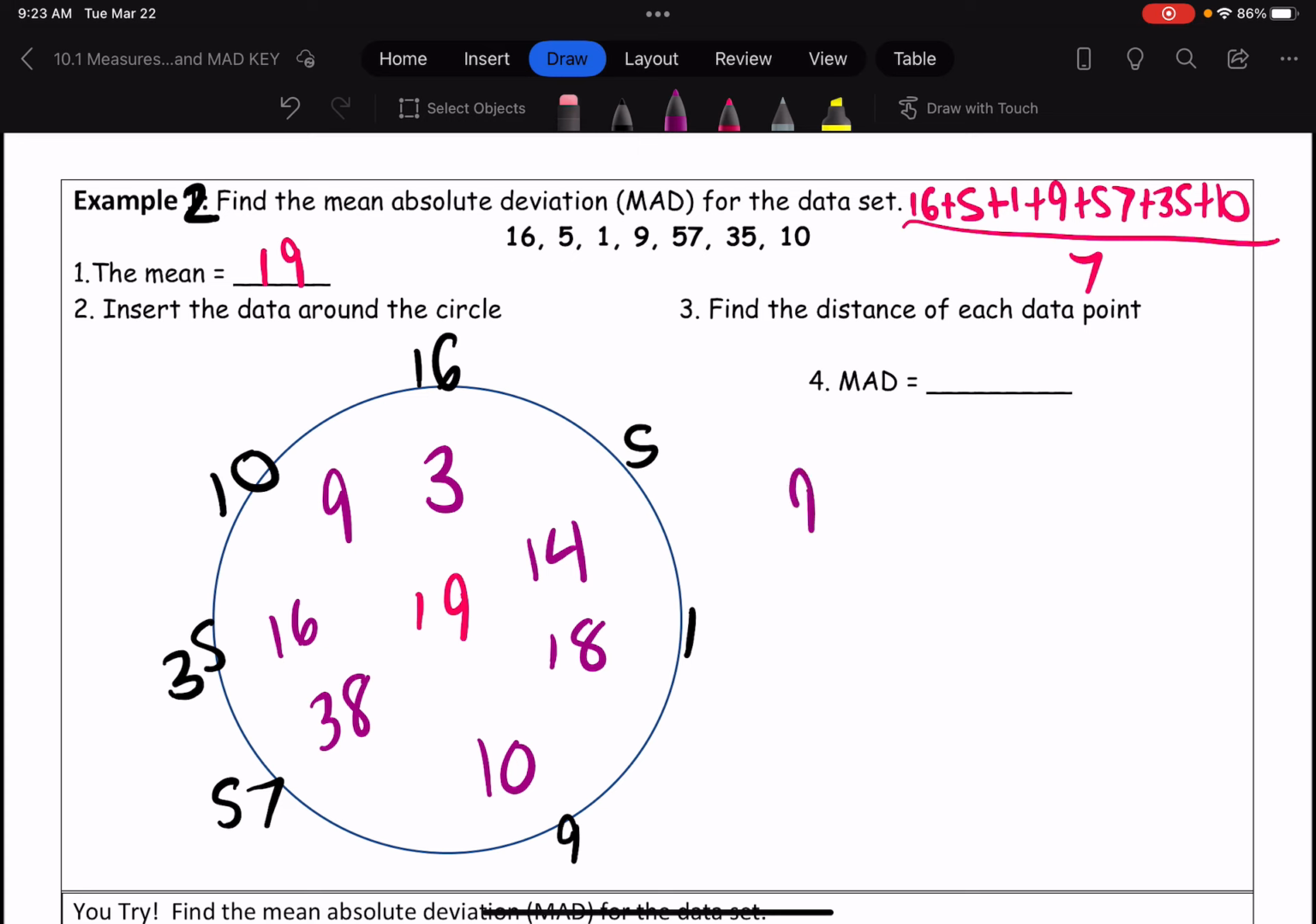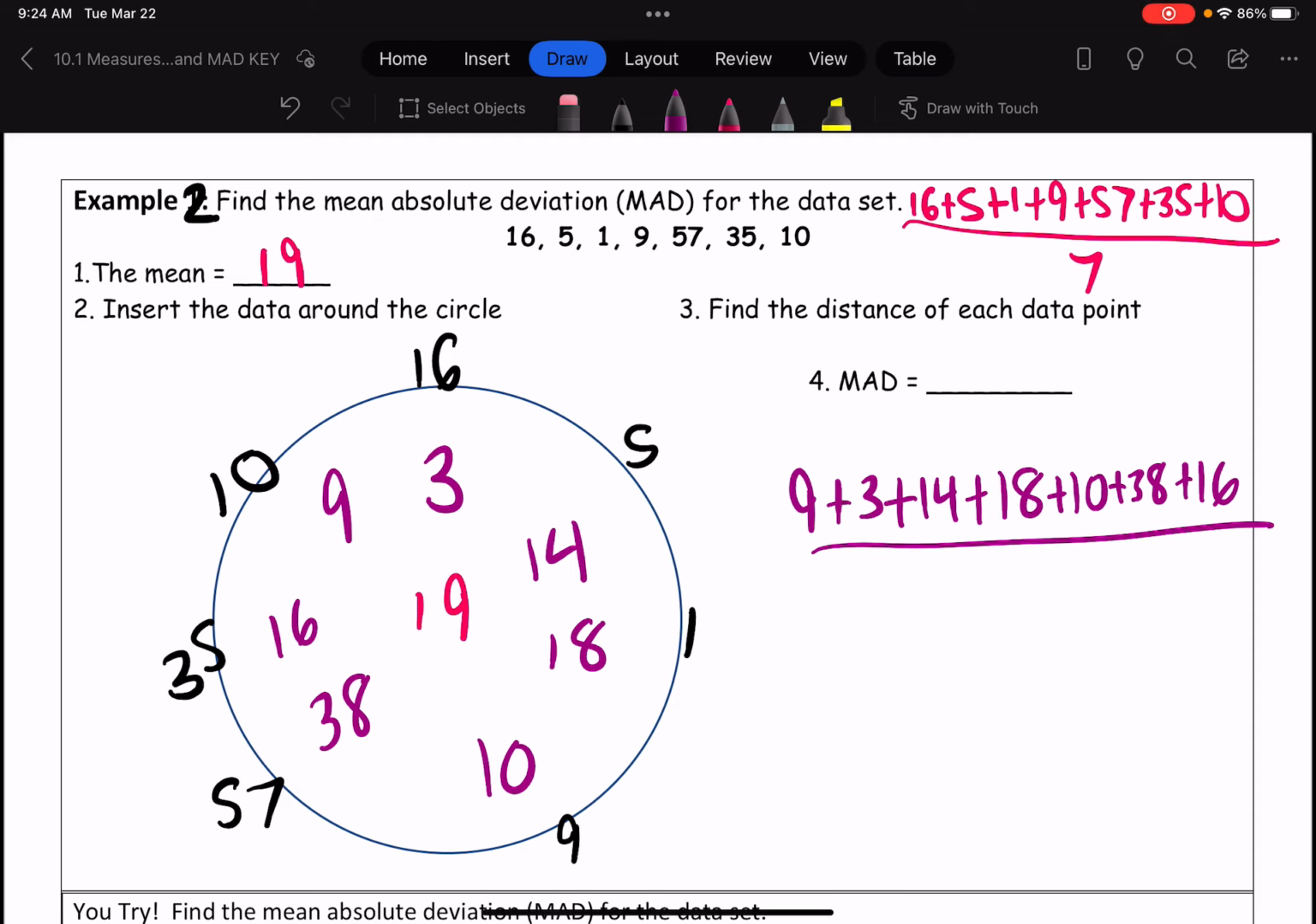I then can add all these up. So I've got 9 plus 3 plus 14 plus 18 plus 10 plus 38 plus 16. Make sure you have all 7 of these. So 1, 2, 3, 4, 5, 6, 7. And I will divide those by the total number, 7.